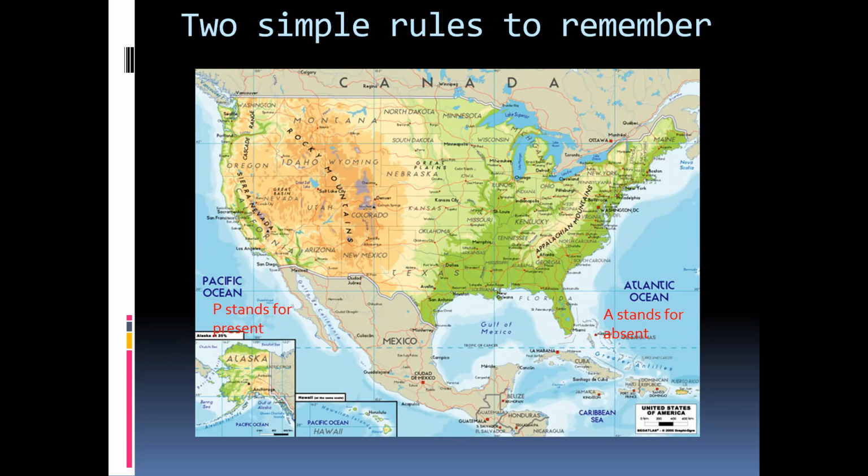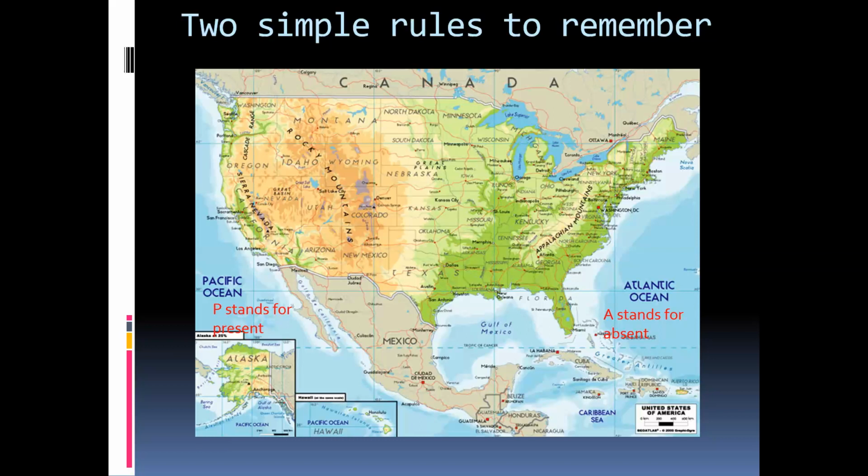If you think about the P as of Pacific and let it stand for present, as in your decimal point in your number that you're trying to determine how many significant figures are present in, then you will move in a direction which is left to right, or the Pacific Ocean to United States. If your decimal point is not present, as in A for Atlantic Ocean for absent, then you will move from right to left. And these are the rules.